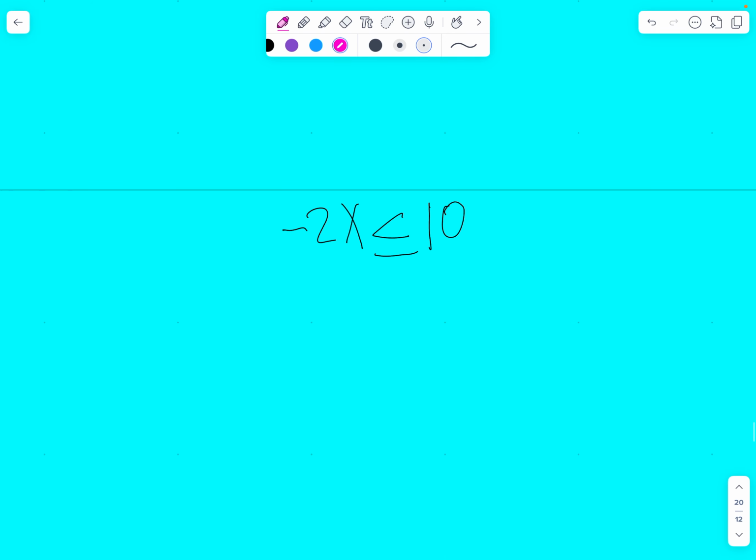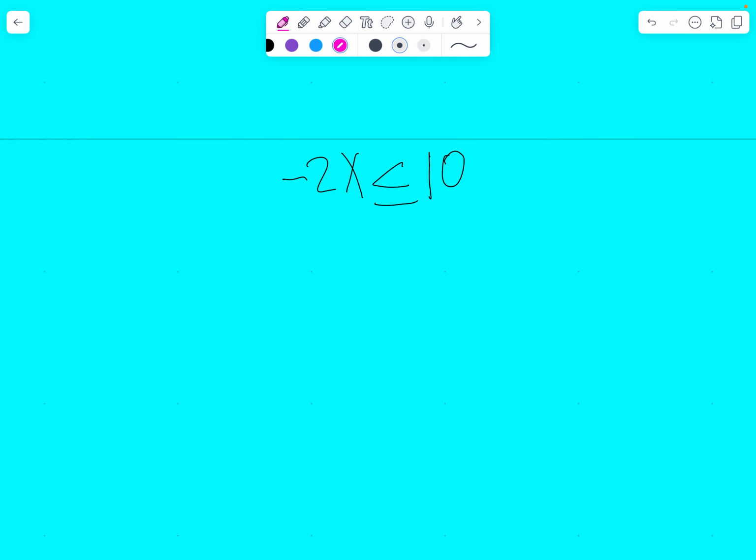Let's try the next one. We have negative 2x is less than or equal to 10. This is probably the most important problem you're going to encounter in this video. You want to know what x is equal to, not negative 2x. Remember, there's an invisible multiplication sign between that negative 2 and x. The opposite of multiplication is division. I want to get rid of that negative 2, so I'm going to divide both sides by negative 2. What's negative 2 divided by negative 2? 1. So we have x is greater than or equal to negative 5.